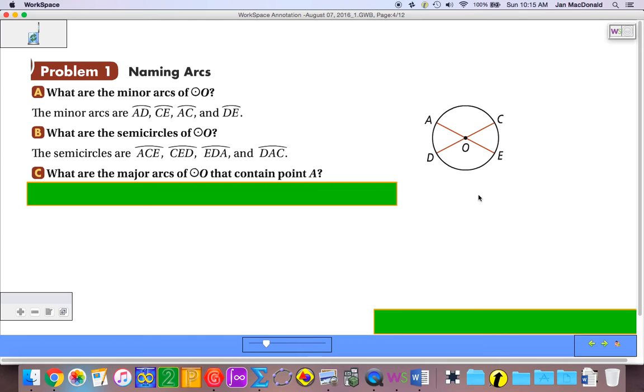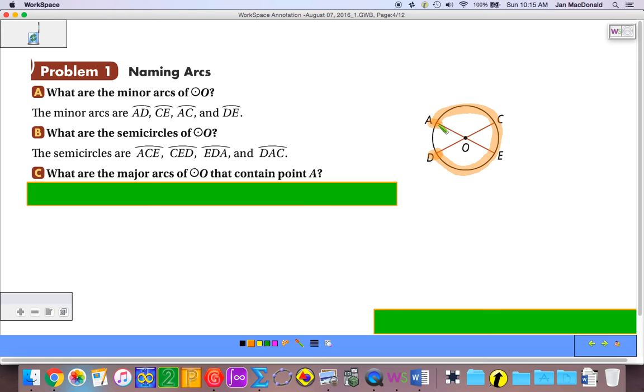So finally, we need to name a major arc. A major arc is greater than 180, but less than 360, because 360 would be the entire circle. So a major arc is any arc whose measure is greater than 180, but less than 360. So let's see what that would look like here. How about if I went from A all the way through C and E to point D?